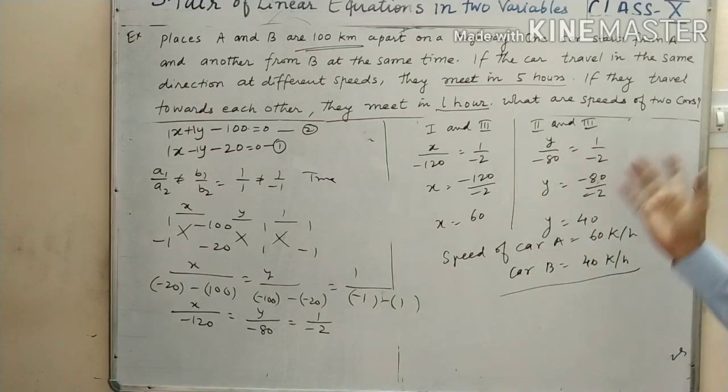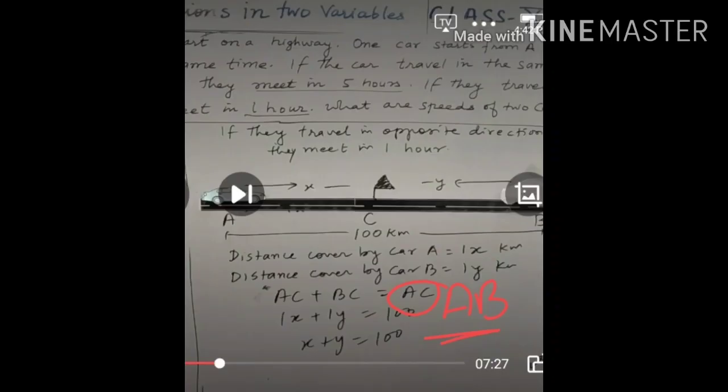So look here, we have to find the speeds of the cars only. So I hope you understand this solution. Here is one correction: in place of AC, you write AB.